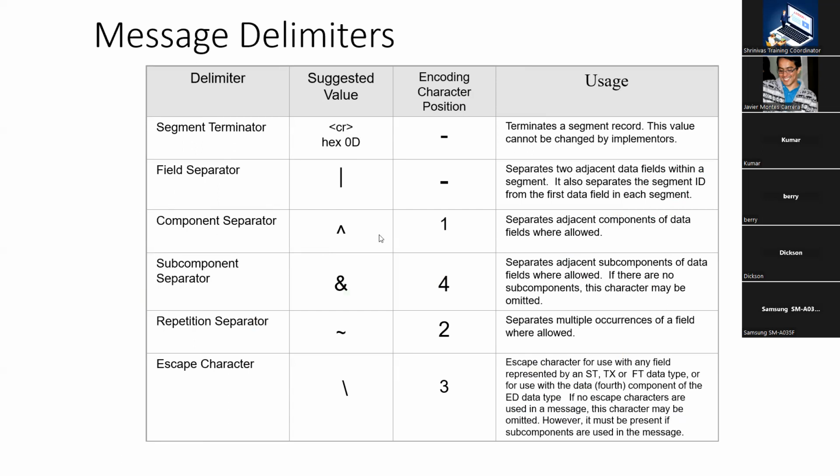Within fields, you will have components. Components are separated with the help of a symbol called a caret, or a cap. Okay, so the caret is used to separate 2 components. We'll talk about the rest of the 3 as and when we progress and look at the HL7 message structure. As of now, we need to understand the first 3, specifically these 2, the field separator and the component separator.